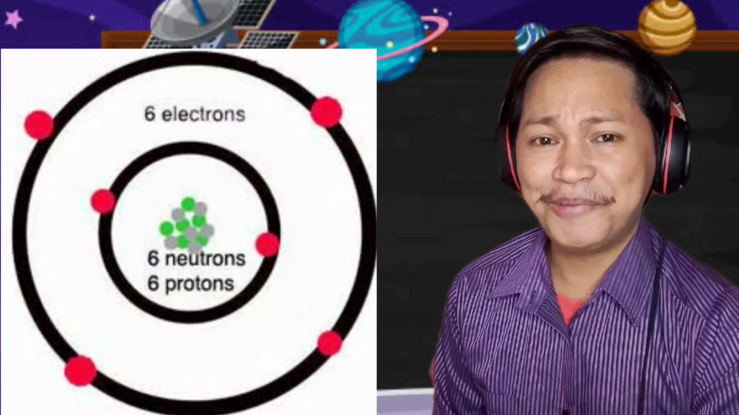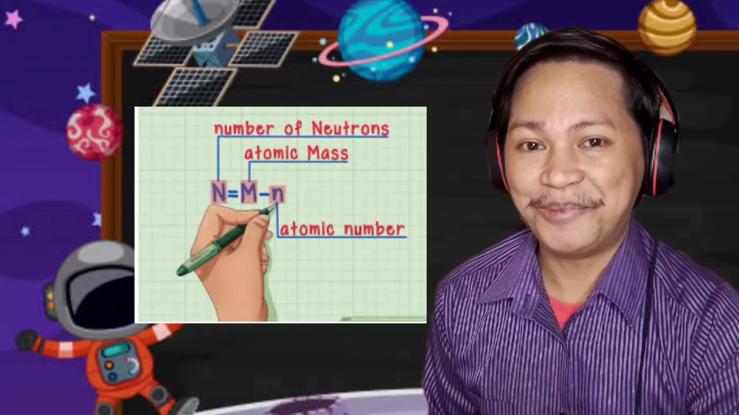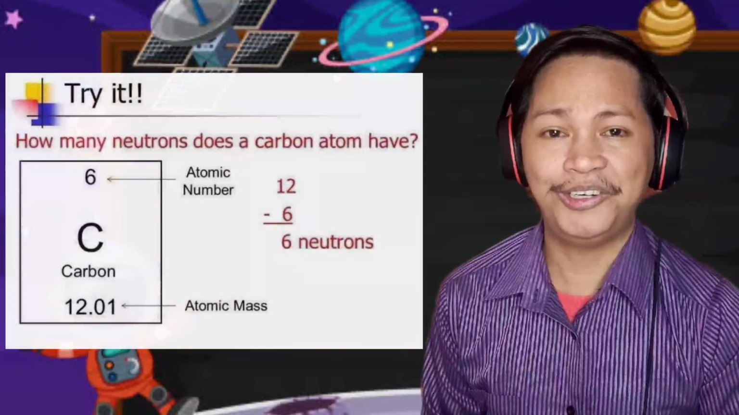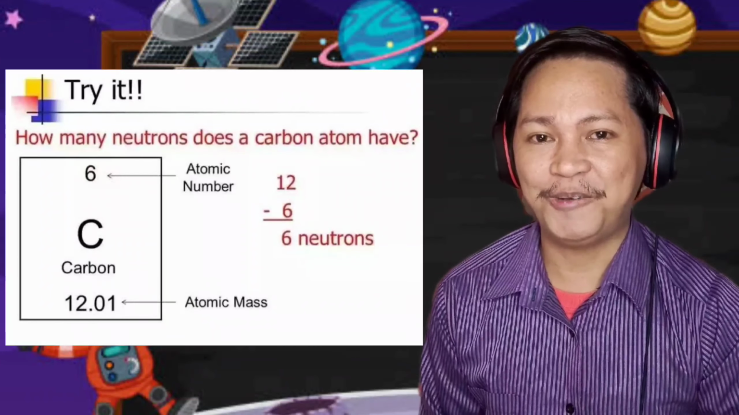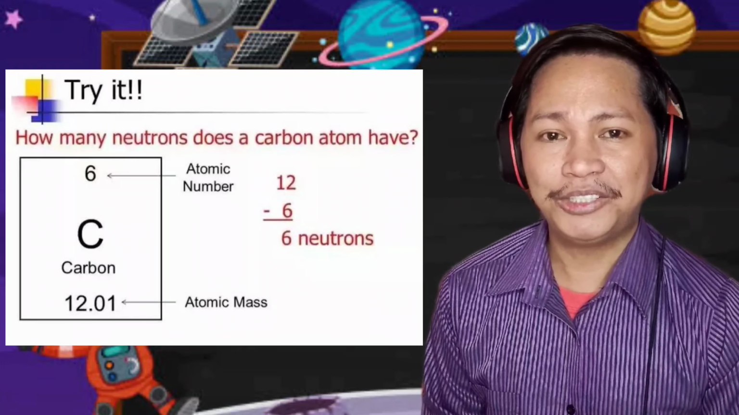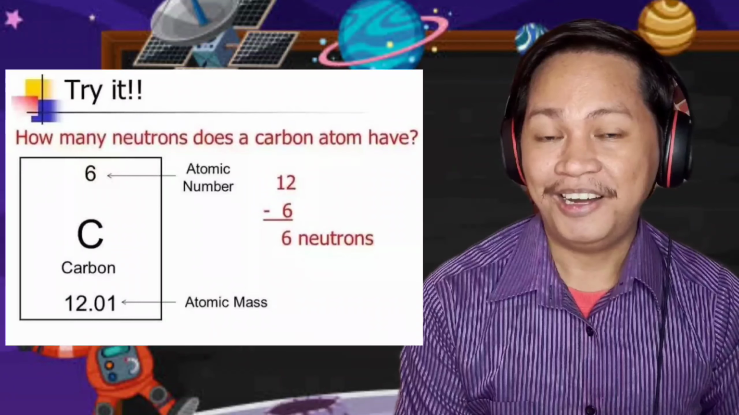And how to get the number of neutrons? Simply by having mass number minus atomic number, or mass number minus number of protons or number of electrons if the atom is said to be neutral. So having that computation, we can have the number of neutrons will be 6.